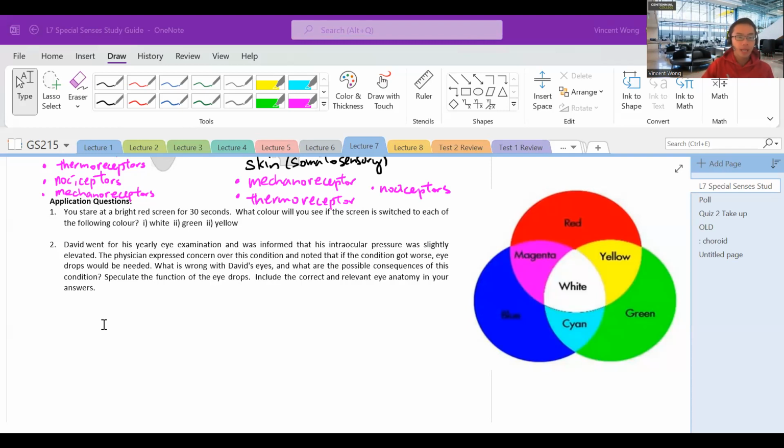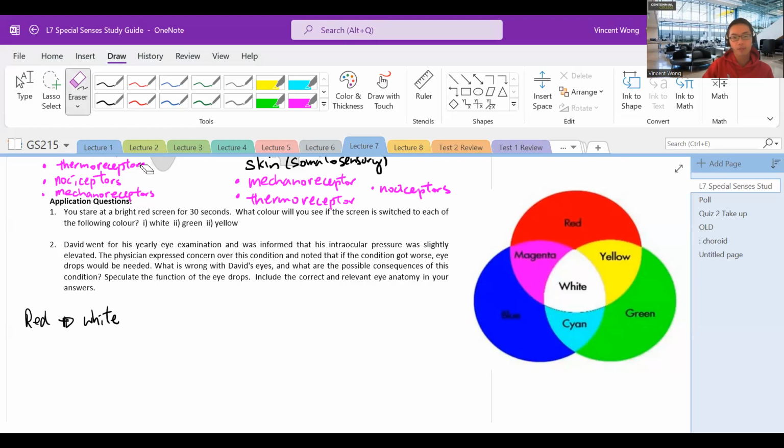You stare at a bright red screen for 30 seconds. What color will you see if the screen is switched to each of the following colors? Okay, so if you're looking at the red screen for a long time and then you switch to a white screen, what color will you see? Okay, so red screen to white screen. What color will you see?